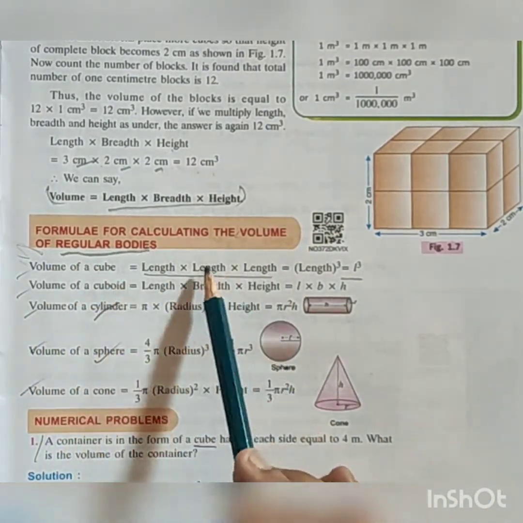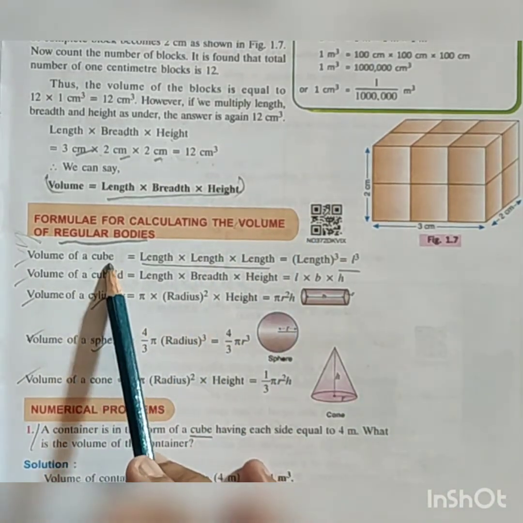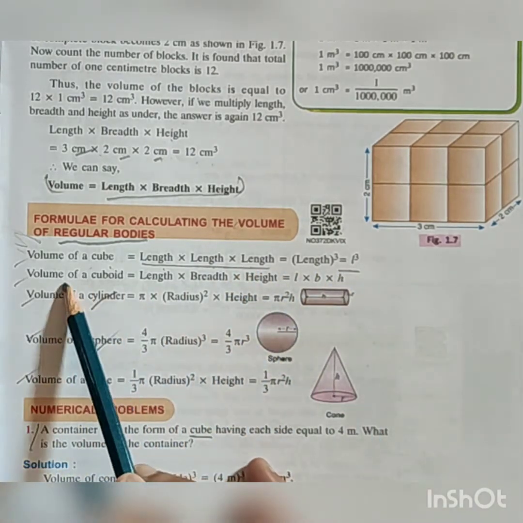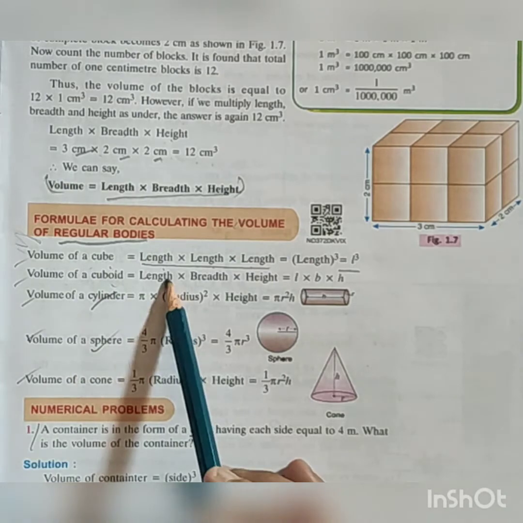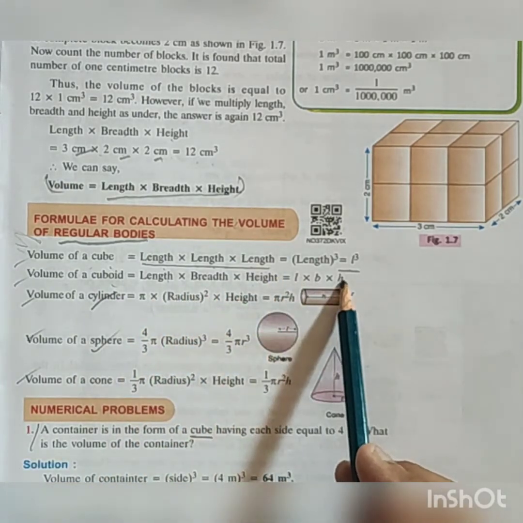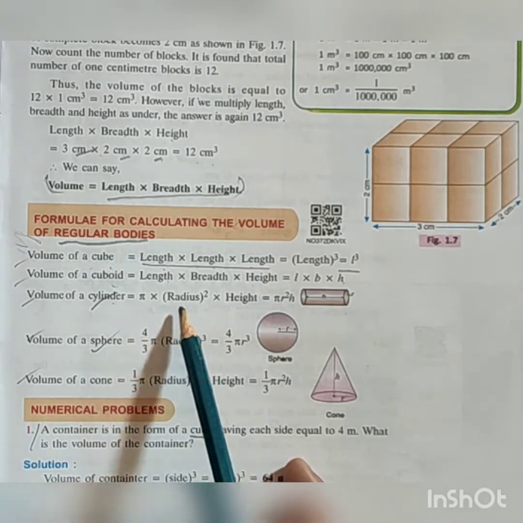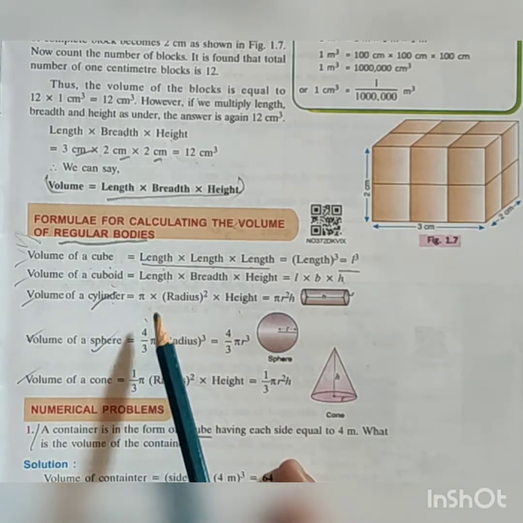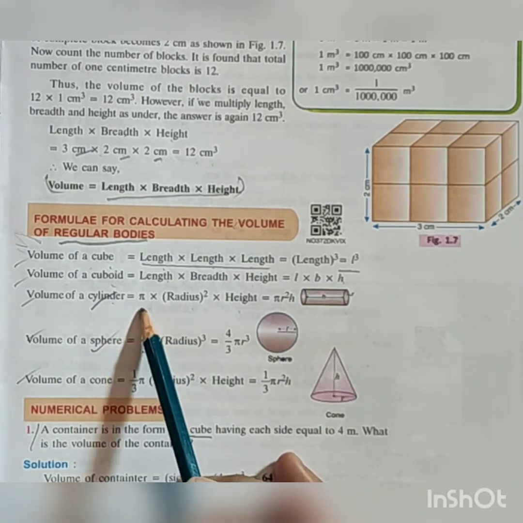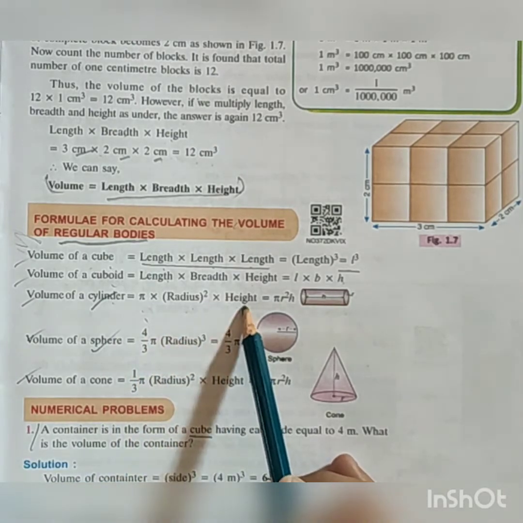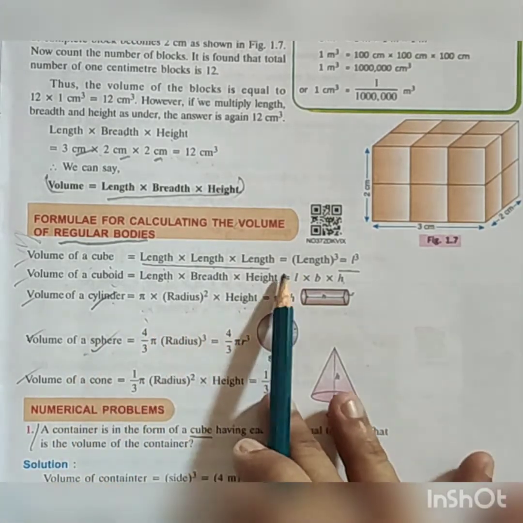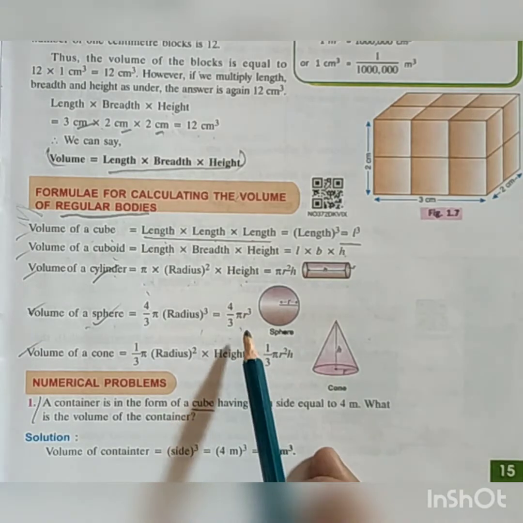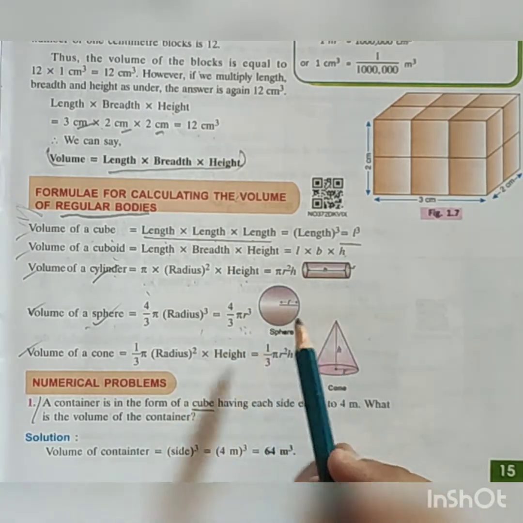Now we have some regular bodies whose volume you should also remember. First, the volume of a cube: length into breadth into height, or L cube in short. Volume of a cuboid: the same, L into B into H. Volume of a cylinder: pi r square H. The value of pi is sometimes given as 22/7, or you can use 3.1416 according to the question. R is for radius, H for height. Volume of a sphere: 4/3 pi r cube, where pi is 22/7 or 3.1416, and r is the radius.